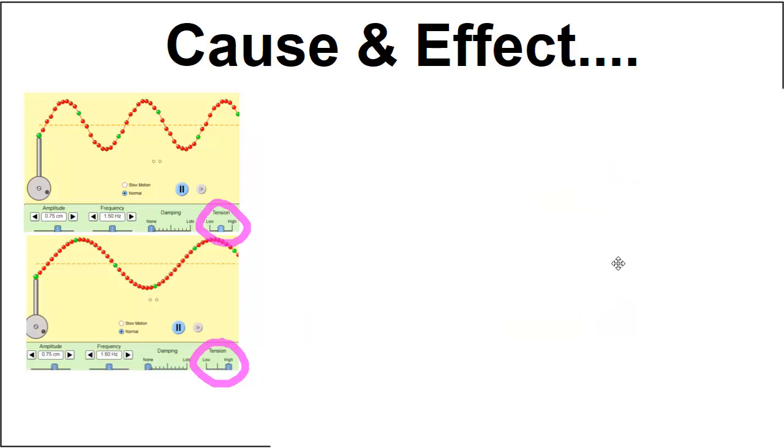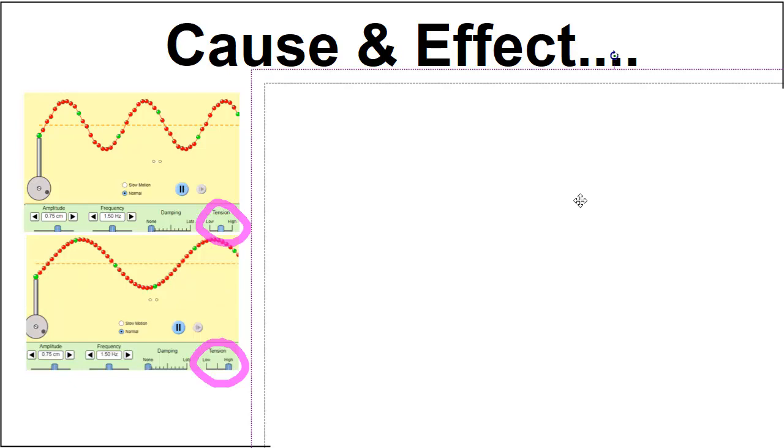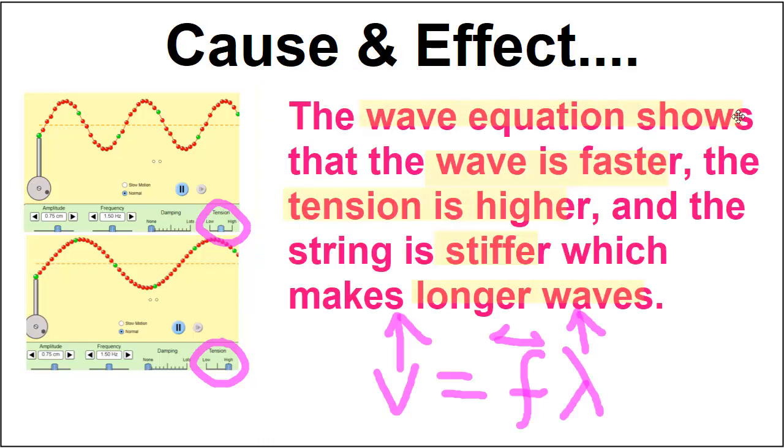Here is an example that's very similar to the reasoning for your quiz. I have a wave here, and then you see the tension was medium, and then the tension was changed to high, and that changed what the wave looks like on the picture. So here is a non-example, something that you might write for your reasoning. Notice how there's lots of stuff in there, but it's all just random and doesn't have any cause and effect to it. The wave equation shows that the wave is faster, the tension is higher, and the string is stiffer, which makes longer waves. And then there's a wave equation.